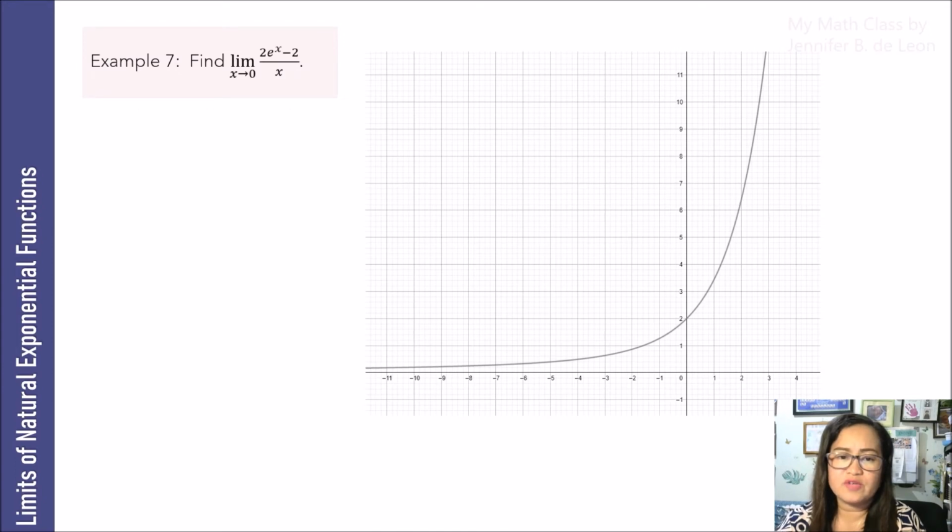Now what if we have this expression? We know that the limit of e raised to x minus 1 all over x is equal to 1. So we have to strategize in such a way that we can extract that expression. So let's see if we have the limit of 2e raised to x minus 2 all over x as x approaches 0. As you can see, there is a common factor in the numerator. So let's factor that out.